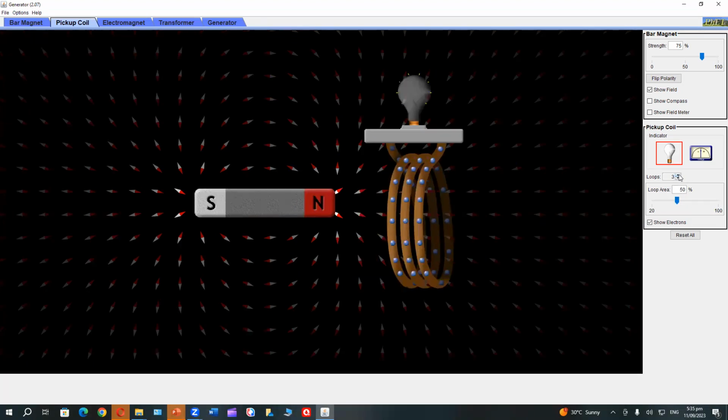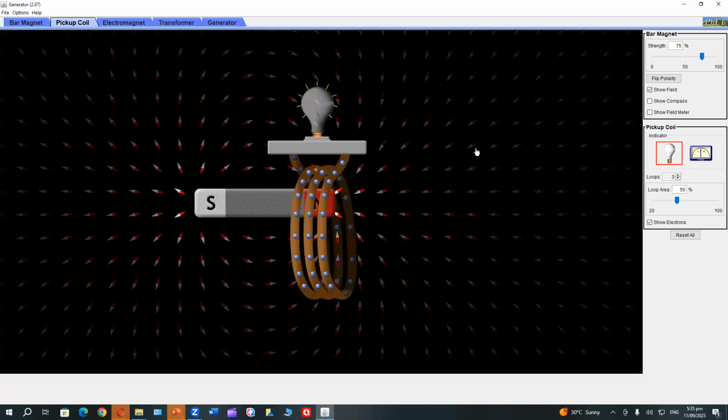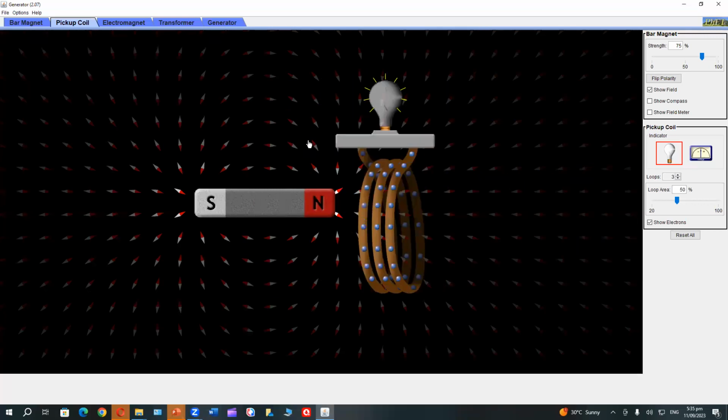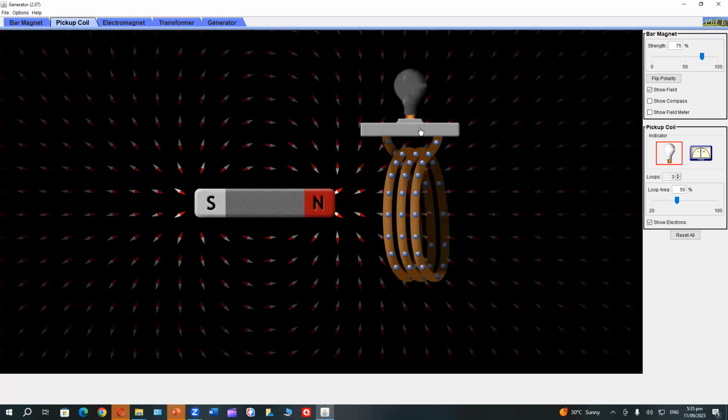Now I am increasing more turns. Now look at this. What happened? Current increased. Yes, a lot of new current has been produced.